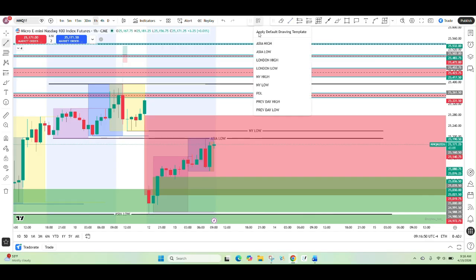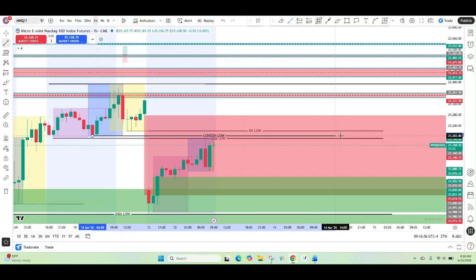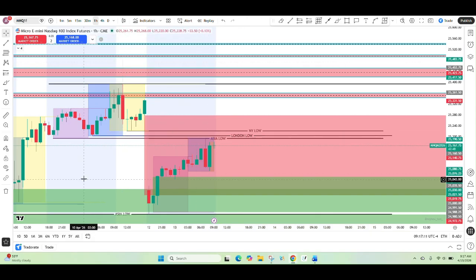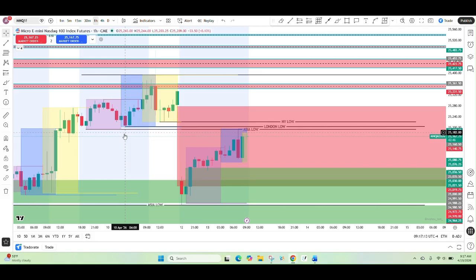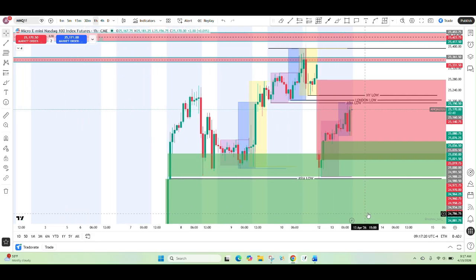Right over here, in between the New York and the Asia. New York high, London high, that's already been marked out. I'll put that there, remove this little entry. Asia low was taken out, that's still valid. All right, so it looks like we have all our key levels marked out for today.